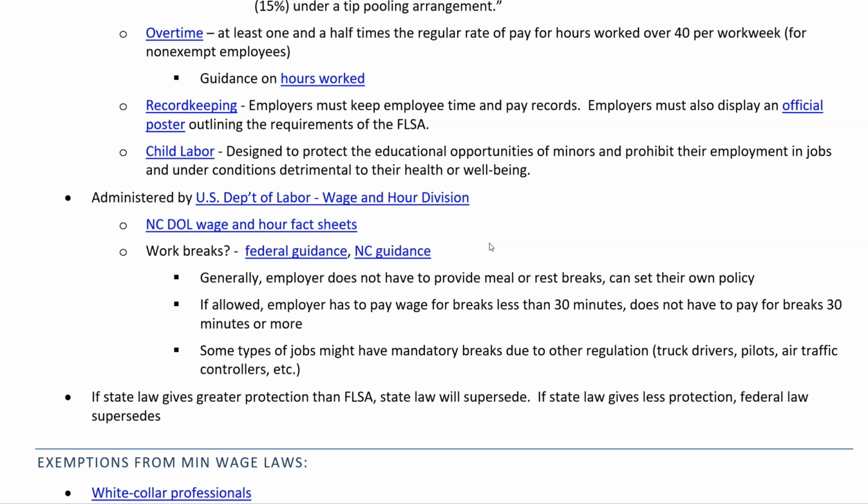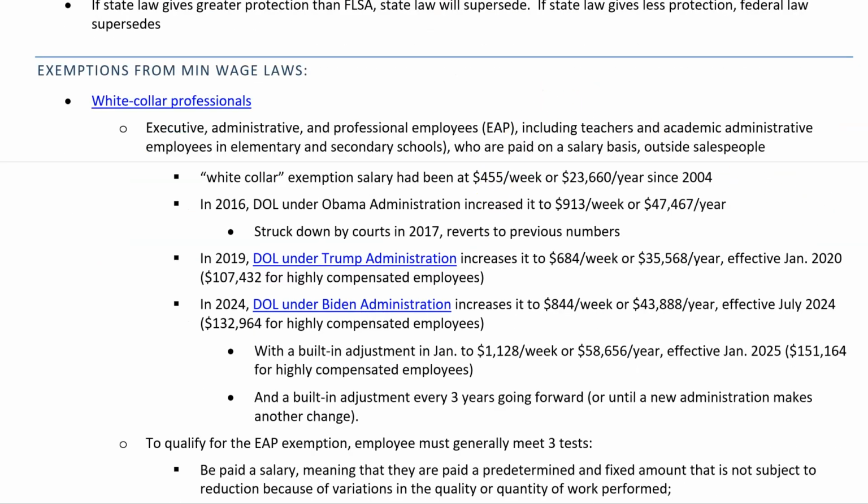So they don't necessarily have to pay for a lunch break if it's more than 30 minutes long. For some dangerous types of jobs, there are mandatory breaks due to some other regulation outside of the FLSA, thinking about truck drivers, pilots, and air traffic controllers, where there's a huge safety issue at play and we have to mandate breaks just to try to keep people safe. Now, if a state law gives greater protection than the FLSA, the state law will supersede. If the state law gives less protection, then the federal law will supersede, and that's the general pattern that we'll see in a lot of different laws throughout the course.